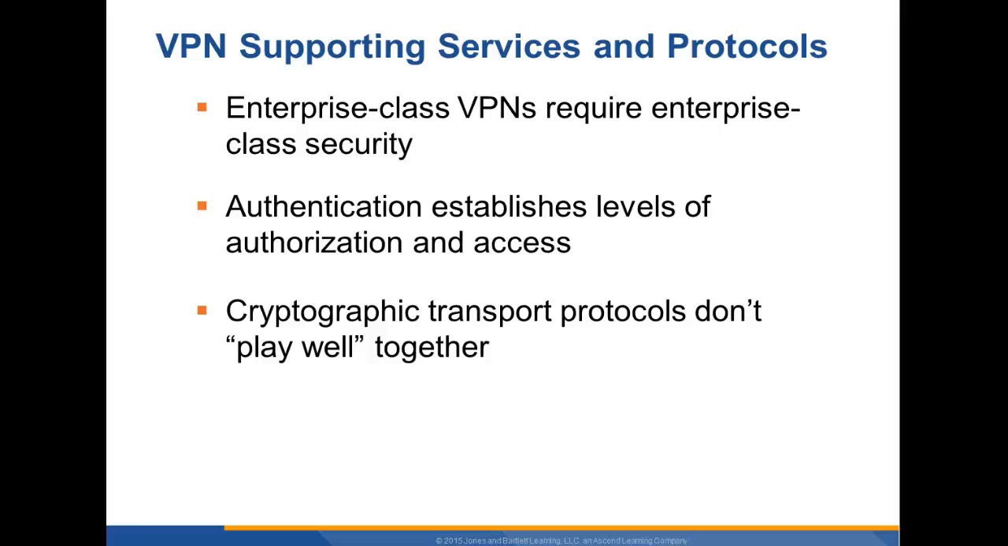Authentication establishes levels of authorization and access using passwords, two-factor authentication, biometrics, and other forms. Cryptographic transport protocols don't play well together. Internet Protocol Security, IPsec VPNs use IP version 4 and L2TP running over an IPsec layer, whereas Transport Layer Security, TLS/SSL tunnels over IP version 4 networks on the Internet. Platform-specific transport methods are using proprietary protocol formats.